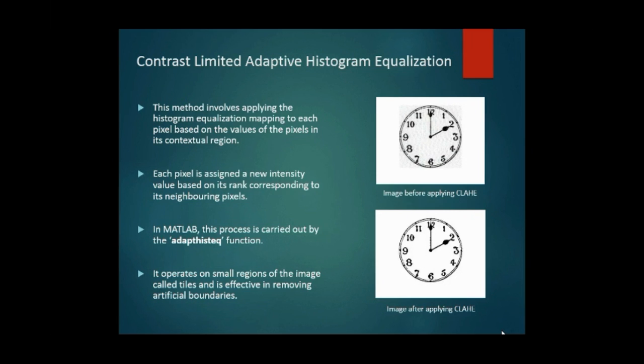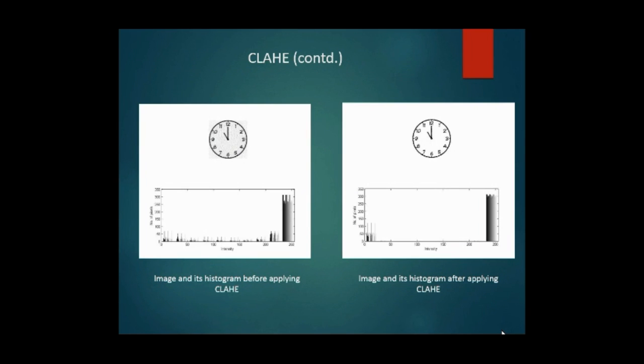CLAHE can be considered as an extended concept of regular histogram equalization, where the size of the filter is equal to the size of the image. It operates on small regions of the image called tiles and is particularly effective in removing artificial boundaries or contours. The information from these tiles is retrieved using bilinear interpolation.